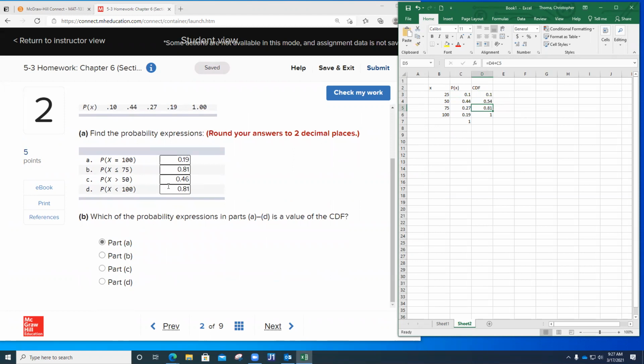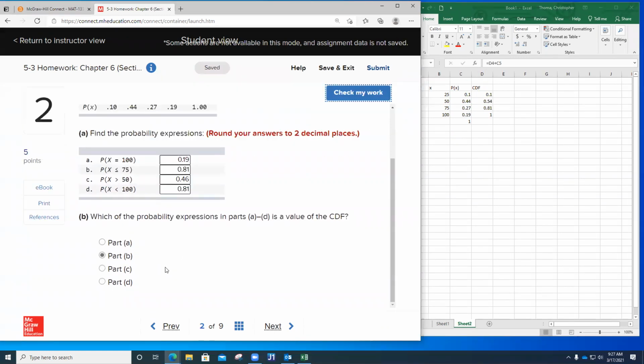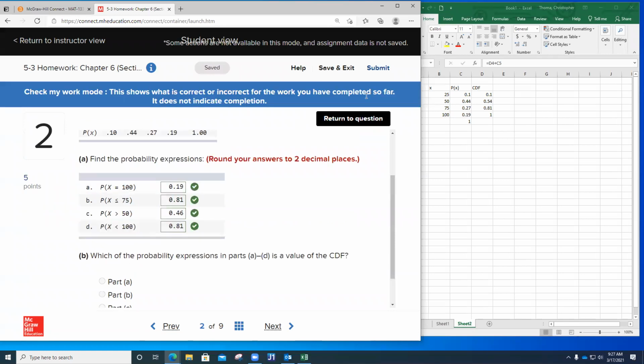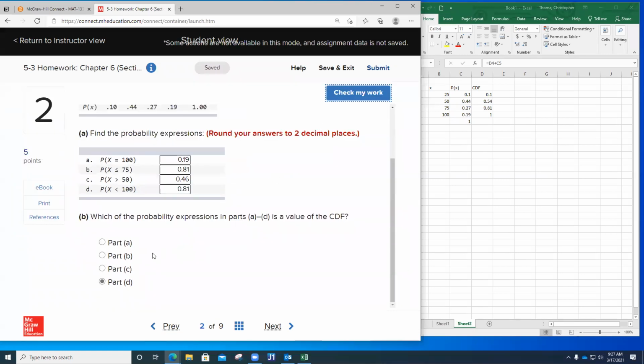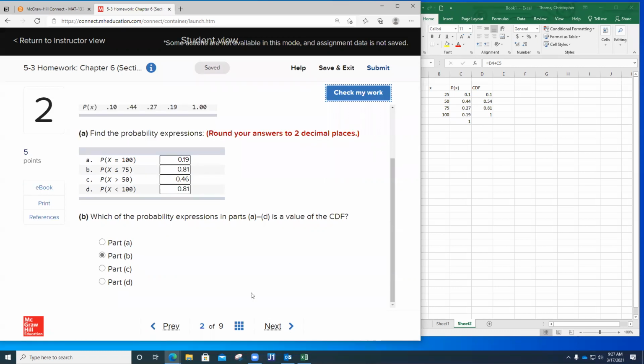But it's in B and D. Yeah, all right. I want to see if it'll take D though. No, that is weird, because it says it's correct. Yeah, sometimes that happens with the software. Obviously, D and B are correct because they're both the same value. So sometimes check my work will help make sure. And it is frustrating. I do understand that.